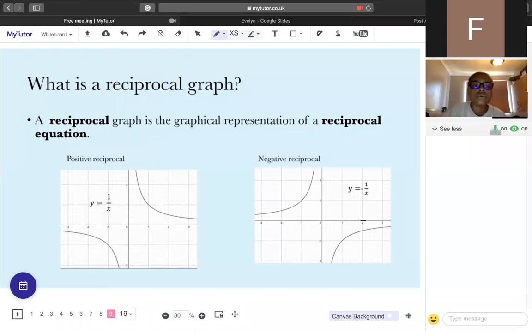One thing to always remember with this particular reciprocal graph is that x cannot equal 0. You can't have 0 on your denominator of a fraction. So your lines will never cross the y-axis for 1 over x. So this is the positive reciprocal graph on the left-hand side, and on the right-hand side, you have a negative reciprocal graph. So y equals minus 1 over x.